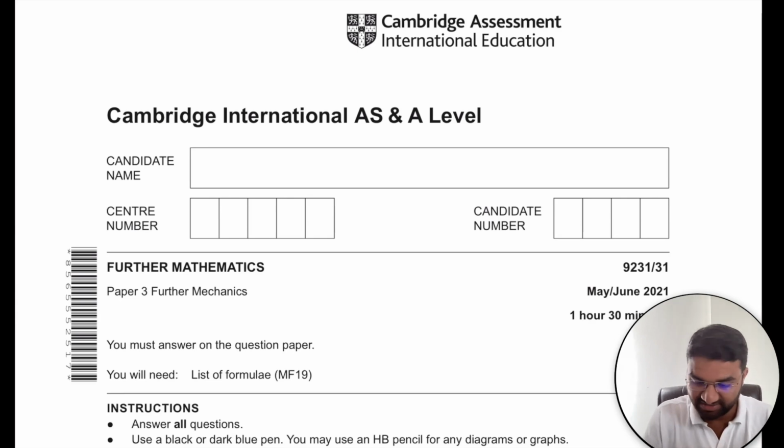So today we are going to discuss one of the interesting questions from Further Mathematics, Paper 3, Further Mechanics part, May/June 2021. So let's jump straight in.